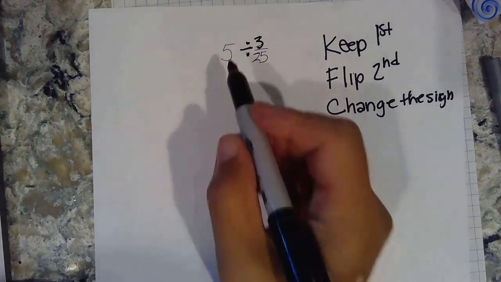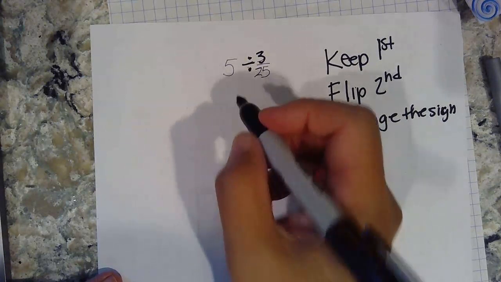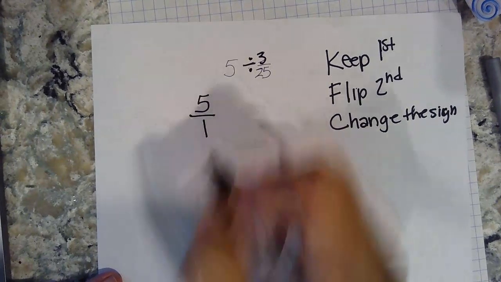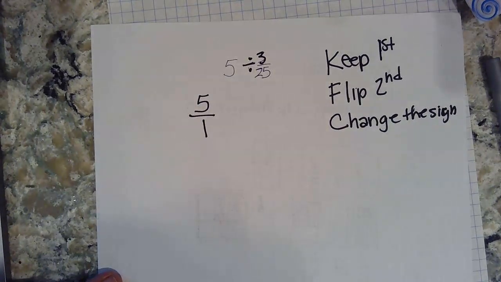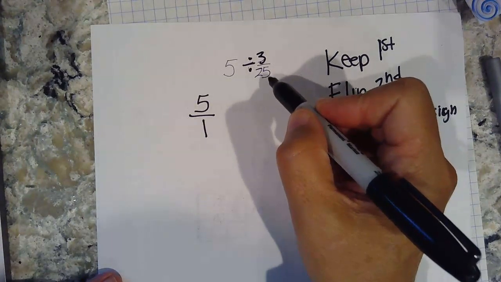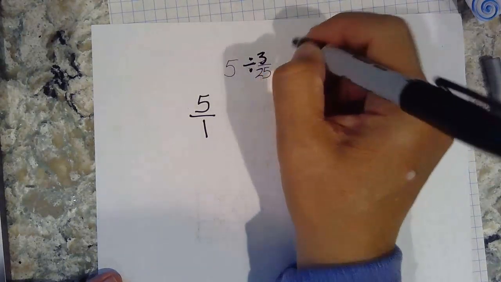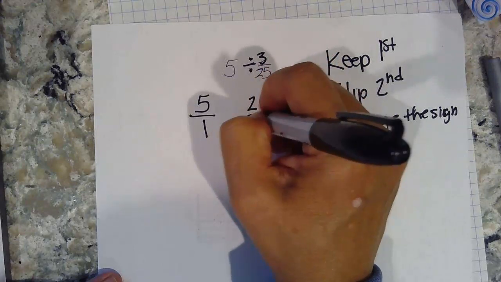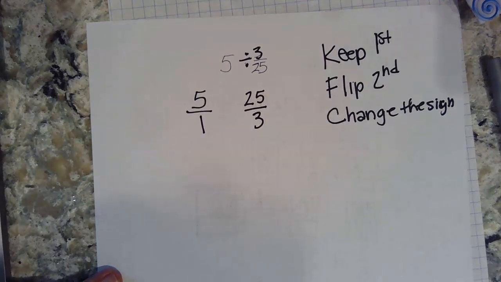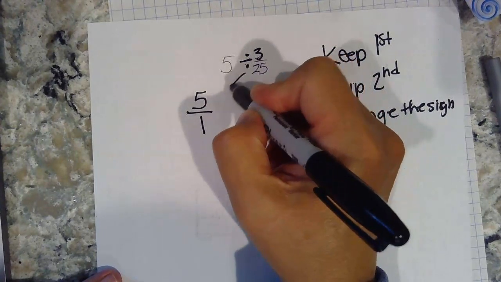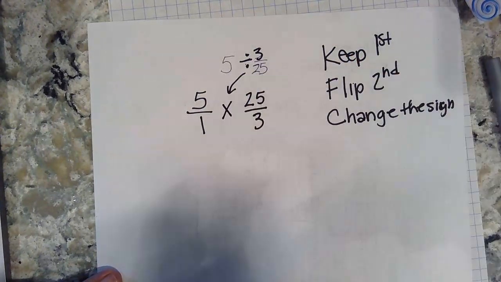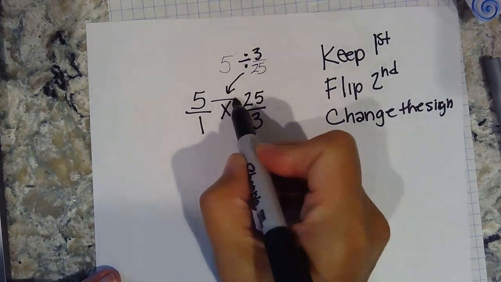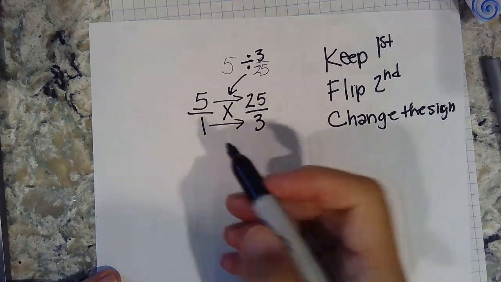Okay? So when we look at 5 divided by 3/25, we're going to keep 5 the same, and that's 5 over 1. I'm going to flip this second fraction, so that means I'm going to use its reciprocal. So that means the denominator now becomes the numerator. So now that becomes 25 over 3, or 25/3. And now I'm going to change the division sign to multiplication. Then we learned yesterday that through multiplication, we can simply multiply straight across.